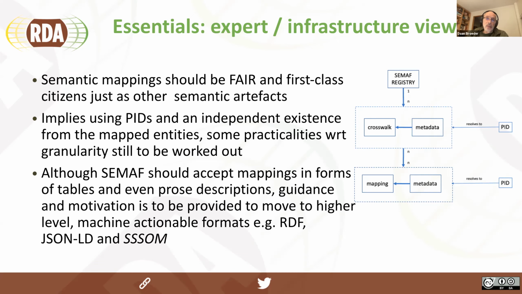So this has consequences for identification of mappings. And we found out that some practicalities with respect to granularity still have to be worked out. For instance, do you support independent existence of single mappings between single concepts, or do you think identification should happen at the level of bundles, for instance, crosswalks?